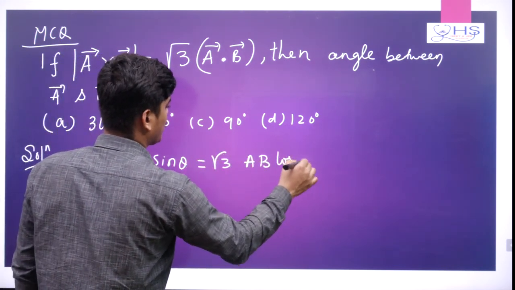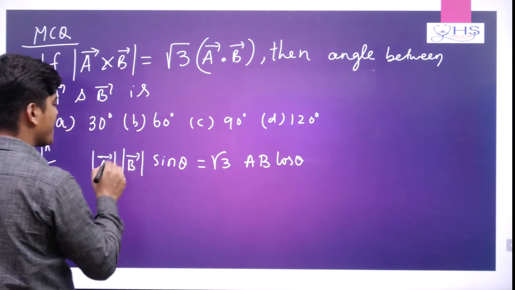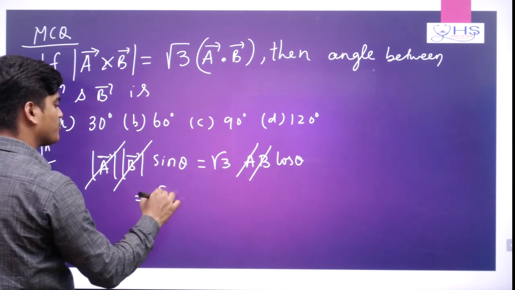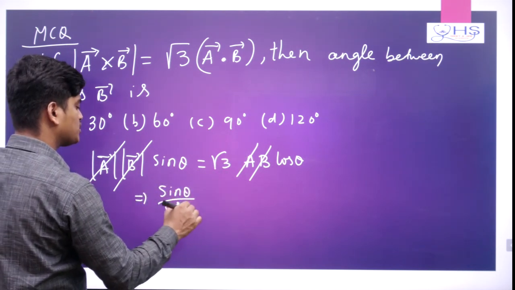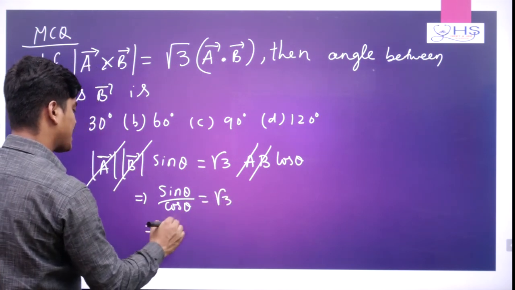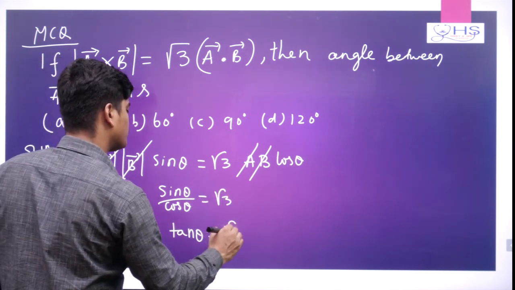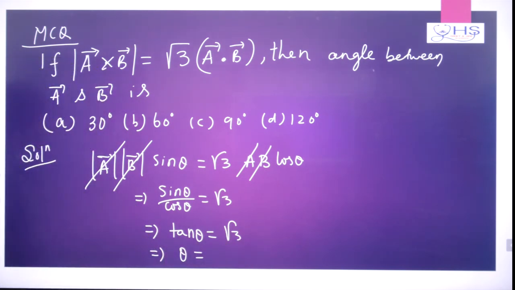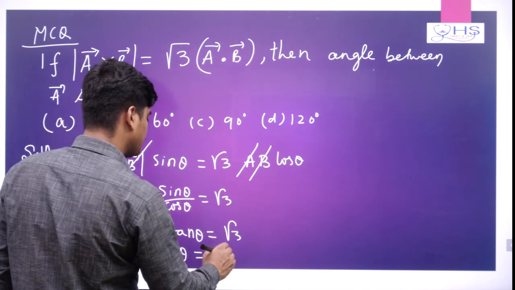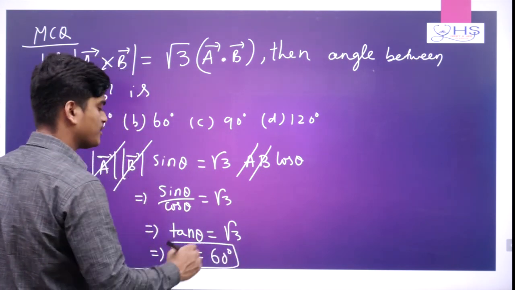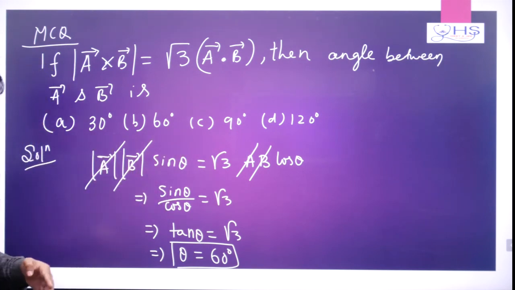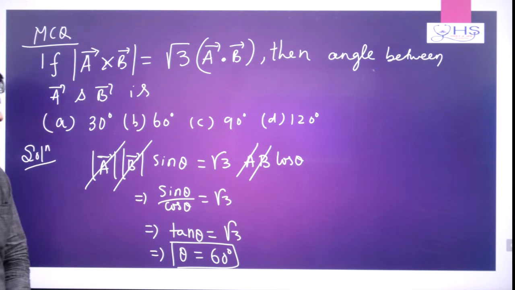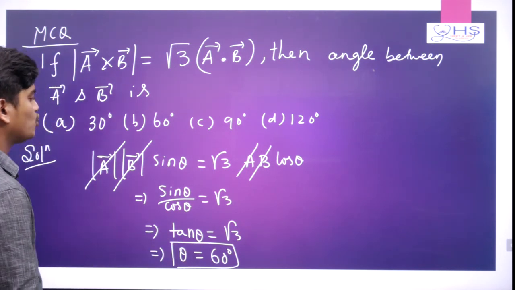Now here the A mod B mod is the same actually, so you can cancel this. Now sin theta, this cos theta will come here, so sin theta by cos theta equals how much? Root 3. Then sin theta by cos theta is nothing but tan theta equals root 3. If tan theta is root 3, then what is the theta value? Now theta will be 60 degree, because tan theta is basically sin theta by cos theta. So sin 60 by cos 60. Sin 60 is root 3 by 2, cos 60 is half. So it will become root 3.